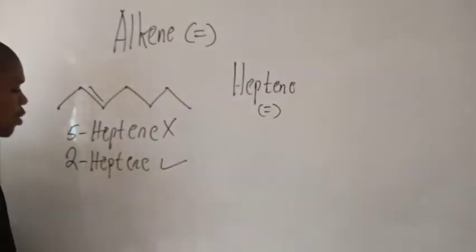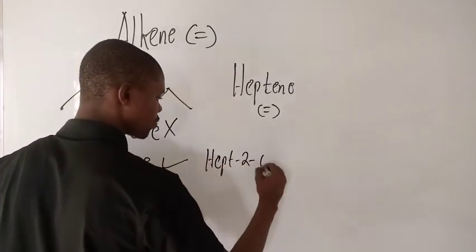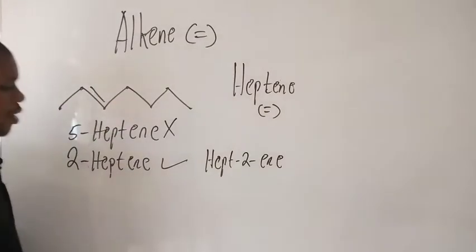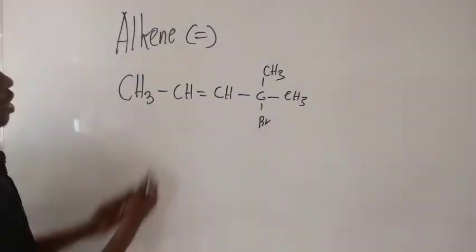Now in some texts we are going to see it as hept-2-ene. So it's still correct. You can either write 2-heptene or hept-2-ene. That's correct. I saw that one here.